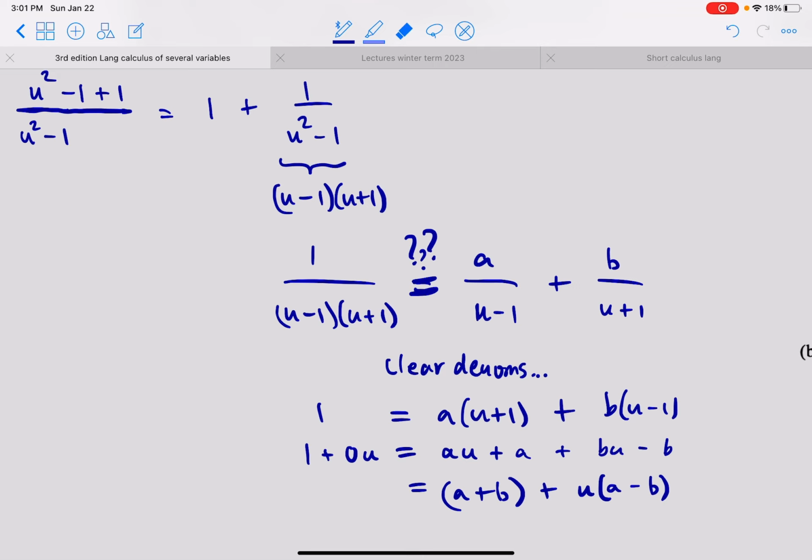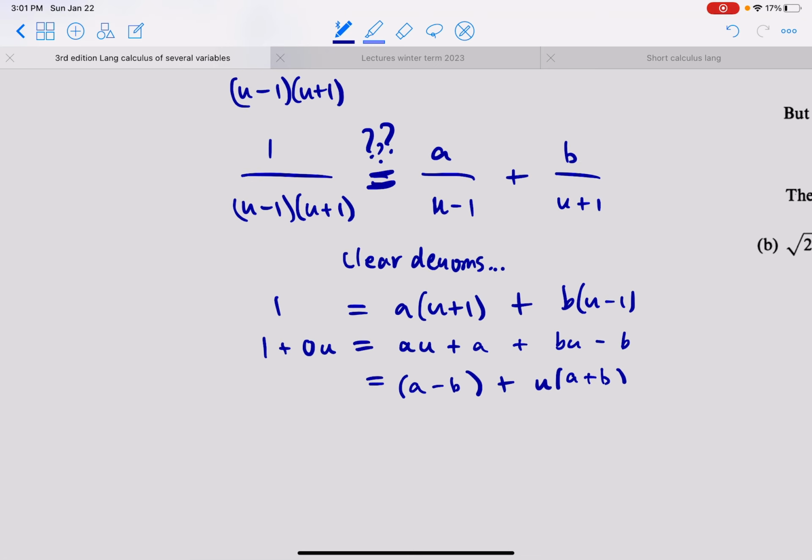I'm just collecting in terms of u, the 0th power of u and the 1st power of u. I get a minus b there and a plus b here. I think that's right. So what I see here is that this equal sign is really two equal signs, because a polynomial in u equals a polynomial in u only if the coefficients match: this coefficient equals 1 and this coefficient equals 0. In other words, 1 equals a minus b, 0 equals a plus b.